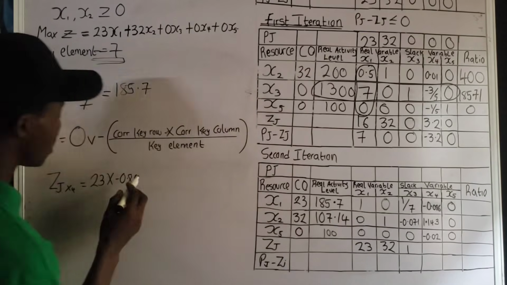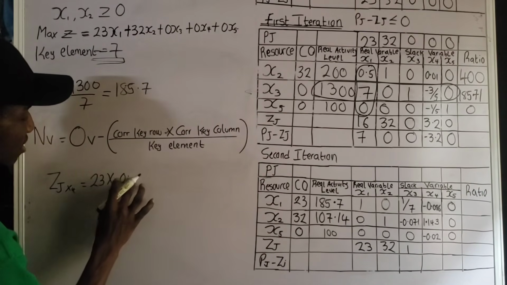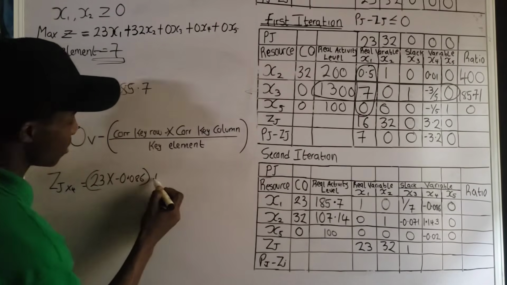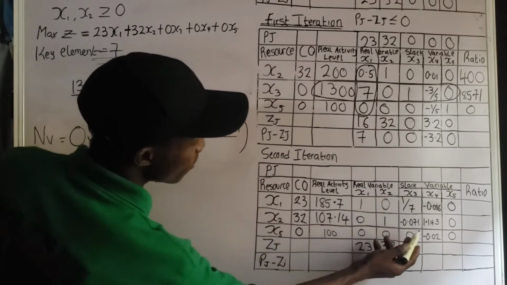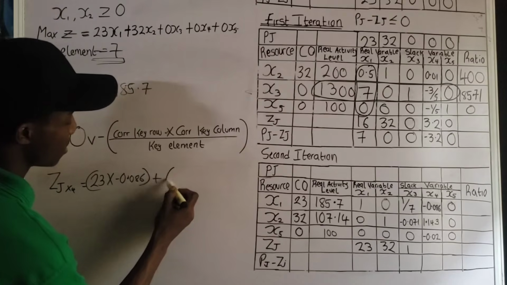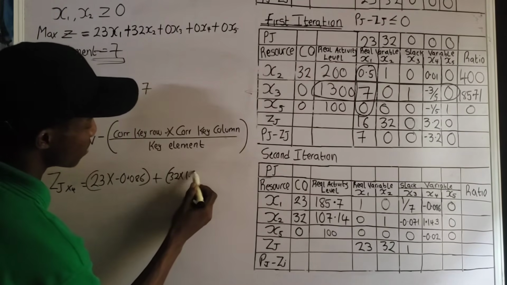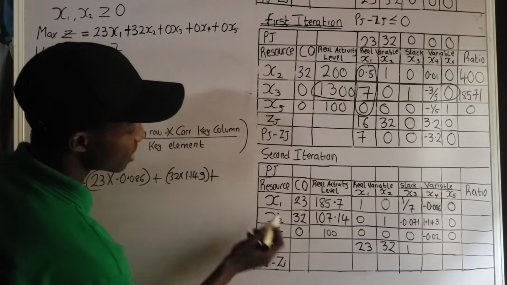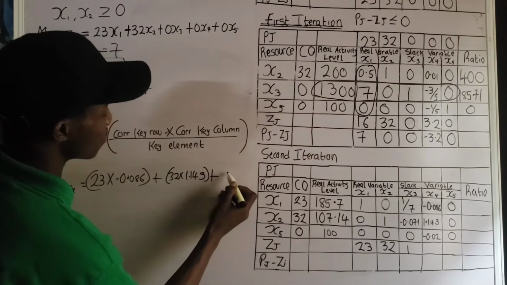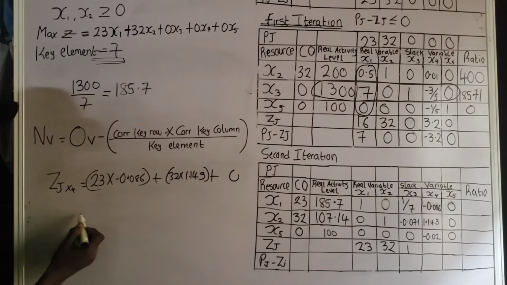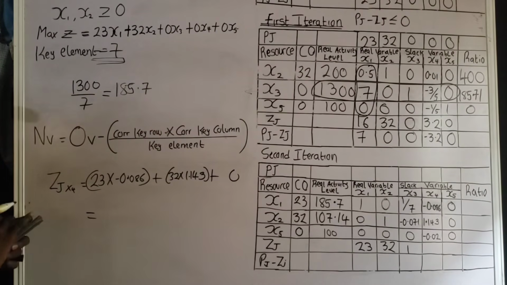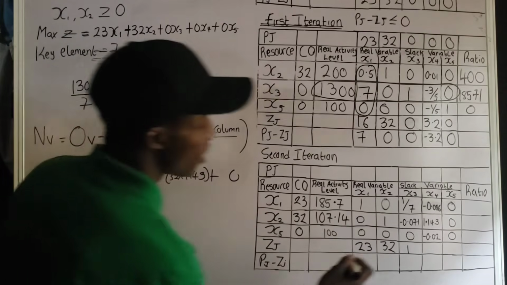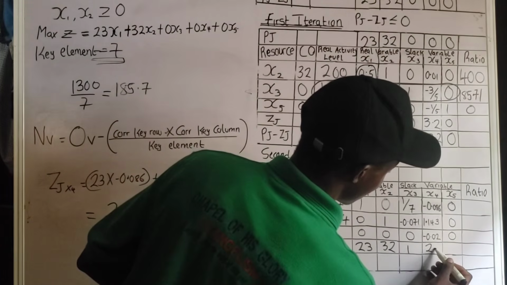0.086 plus 32 multiplied by 1.143, plus 0 multiplied by minus 0.2, that is 0. So if you punch your calculator, you are going to get 2.6. So this is 2.6. So the Zj of x4 is 2.6.